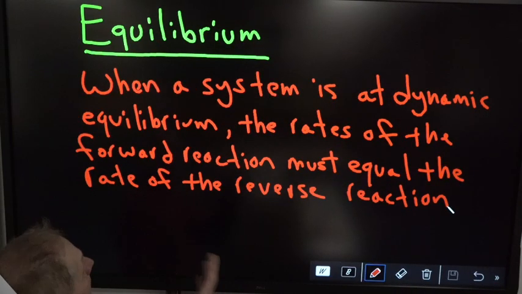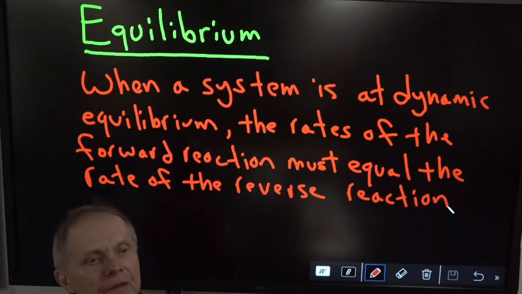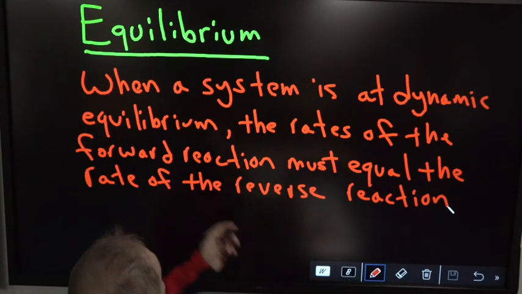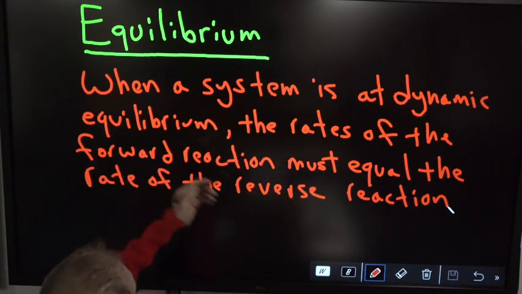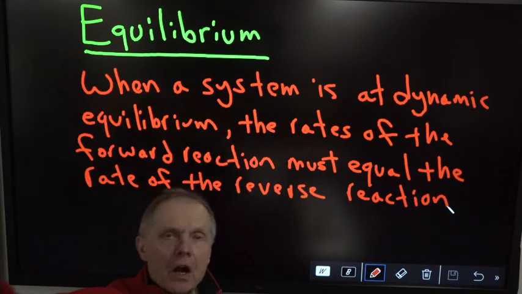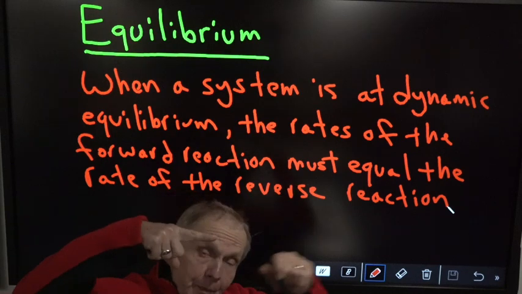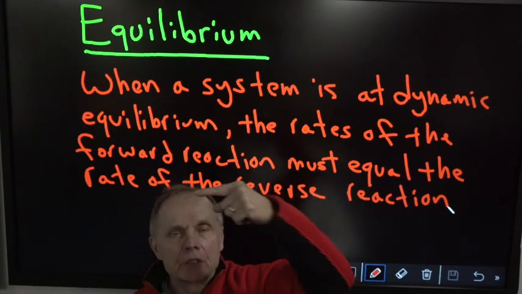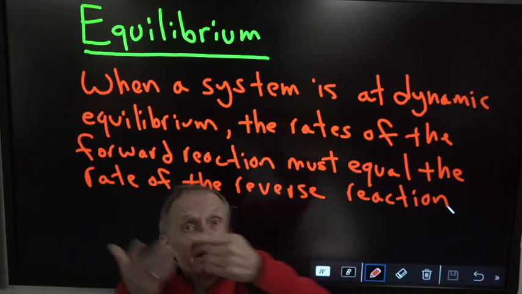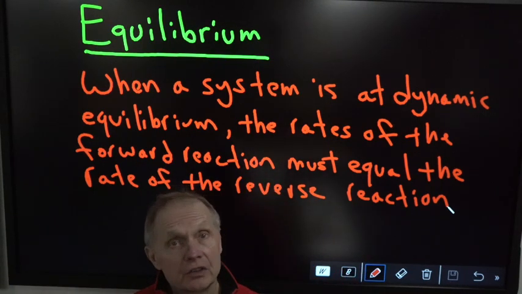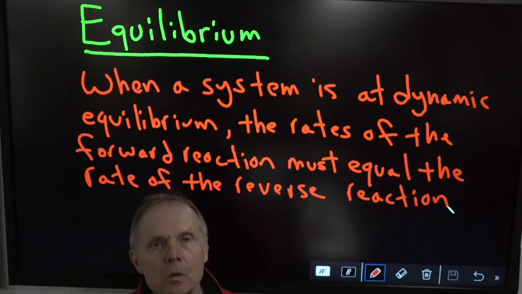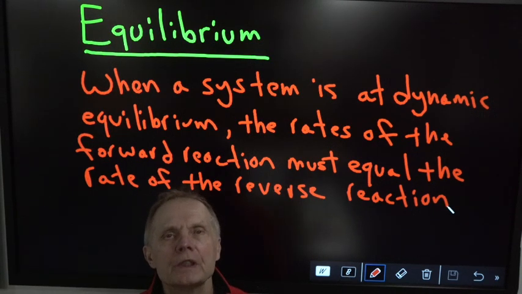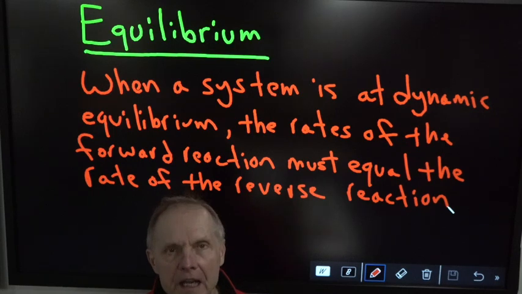Okay? What this says is, if we have the reactants and we have the products, when a system is at dynamic equilibrium, the rate of the forward reaction, in other words, making the products, is equal to the rate of the reverse reaction, which means the products are breaking down, making the reactants. Now, it doesn't make sense to you now, but it will. Also, I'm going to give you the rules in order to have dynamic equilibrium.